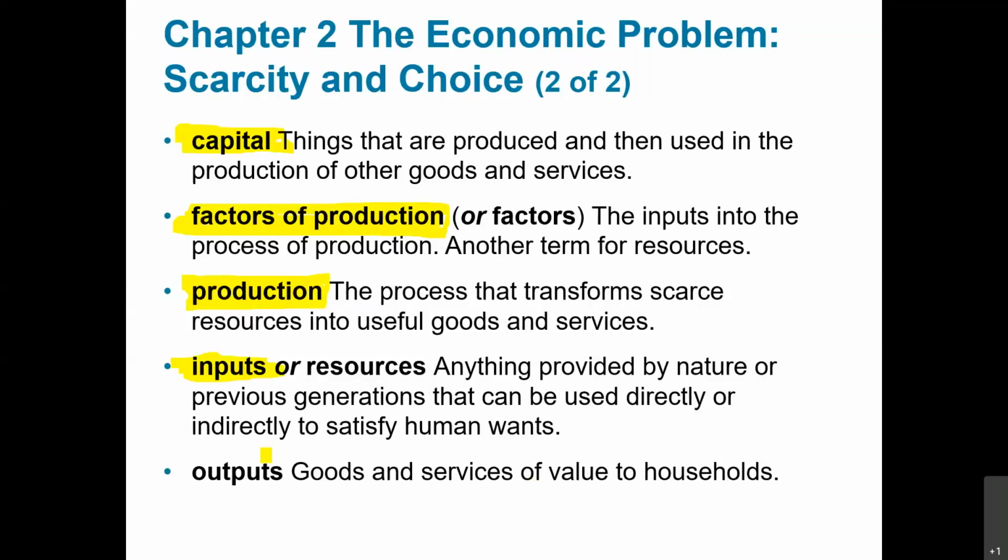Outputs, these are goods and services. So inputs would have been the coffee beans, the water, the electricity, the labor, the effort from the employee, the use of the barista, or the use of the espresso machine. The output would be my cup of coffee.